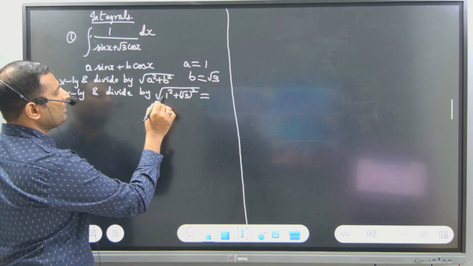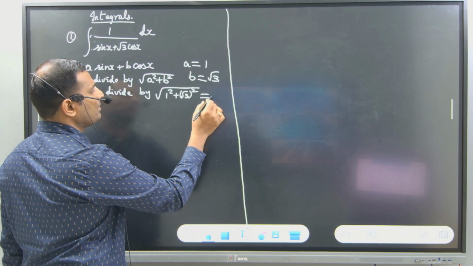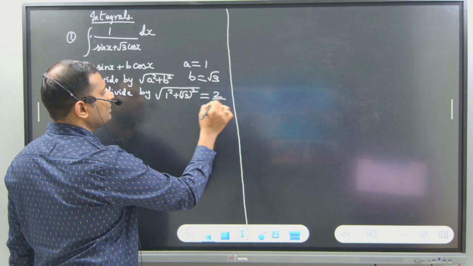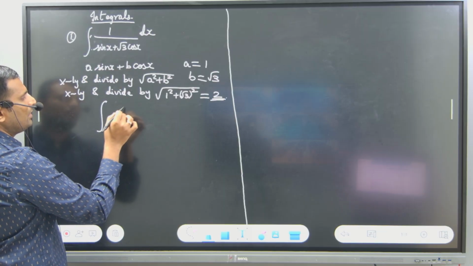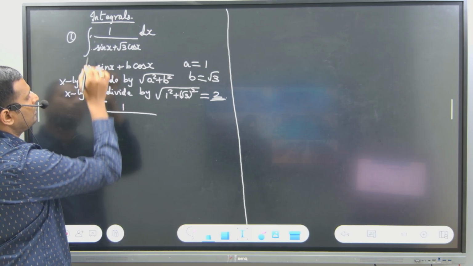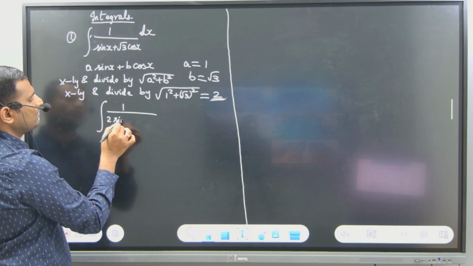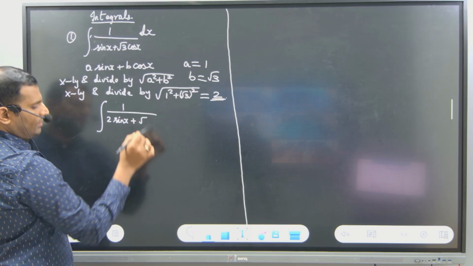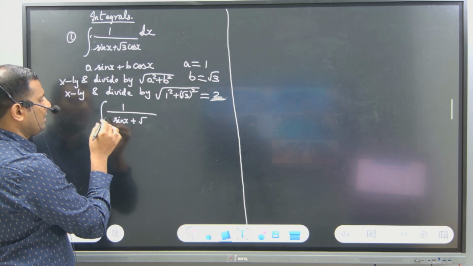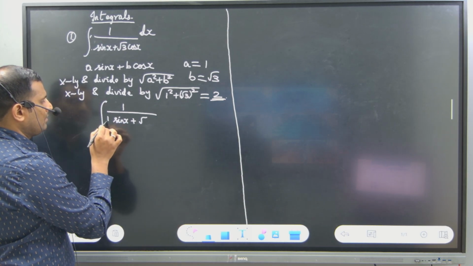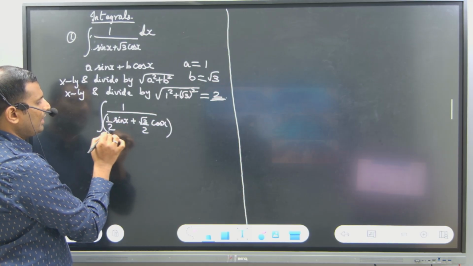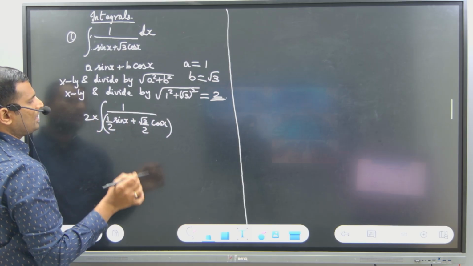So divide by root a square plus b square. How much will it be? How much will this be? This will be root 4, which is 2. So let's multiply and divide by 2. So 2 sin x plus, first I will divide here. I will divide here. And because I have divided, I am also multiplying outside the integration.